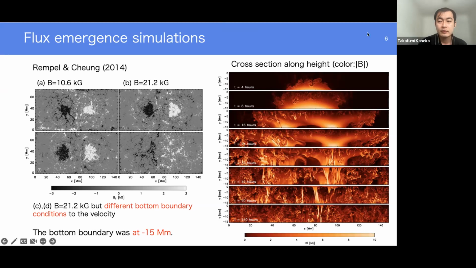That is because the right panel shows a cross section along the height, and the color is the magnetic field. Basically, as time goes on, the magnetic field reaches the bottom boundary. So actually, the bottom boundary influences the distribution of the magnetic field at the surface of the sun. This is one issue of this kind of local box simulation.